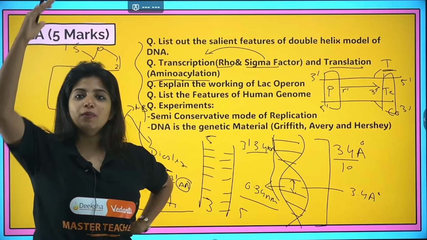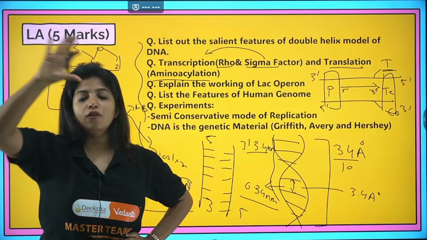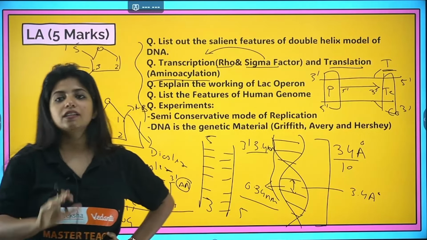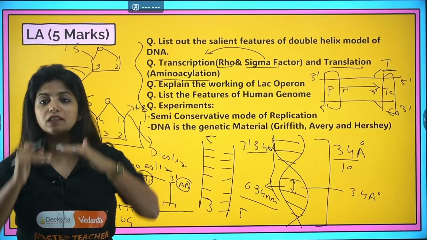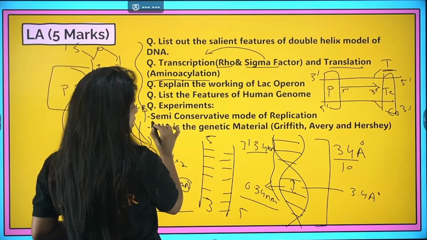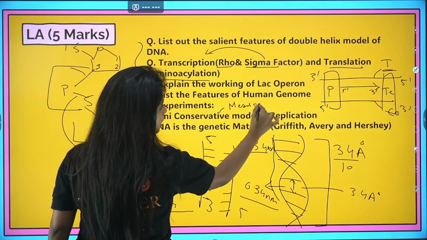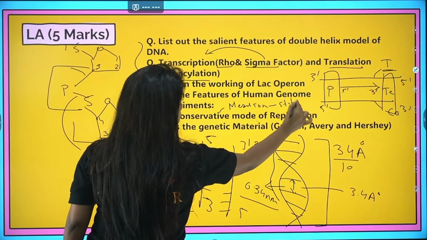List the features of the human genome. Okay, so you have to talk about 3164 million base pairs, 30,000 genes. All the features of the human genome are really, really important. Now experiments: semi-conservative mode of replication done by Meselson and Stahl. Please go through that experiment.